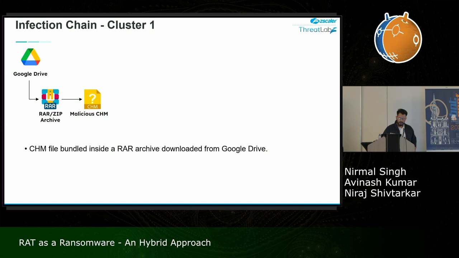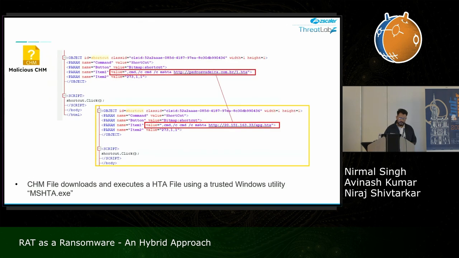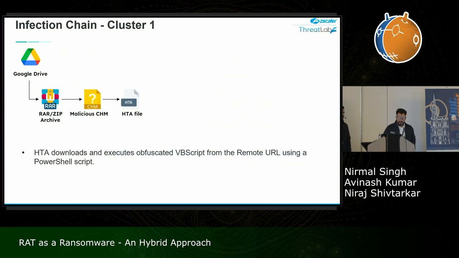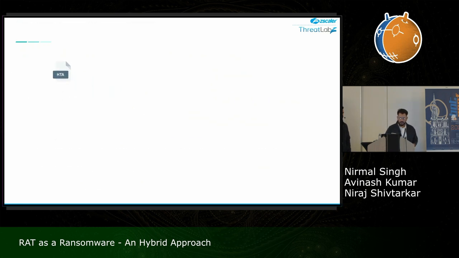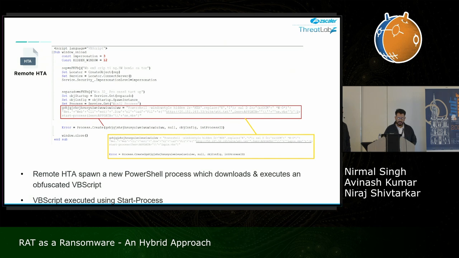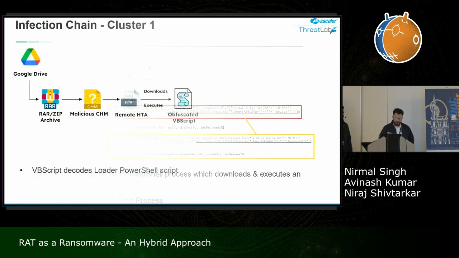In cluster one, the infection chain basically starts with the malicious CHM, which is bundled inside the RAR archive and downloaded from Google Drive. The malicious CHM downloads and executes an HTA file using the trusted Windows utility mshta.exe. This HTA file starts a PowerShell process, which downloads and executes the VB script file, and then the VB script file is further executed using Start-Process.